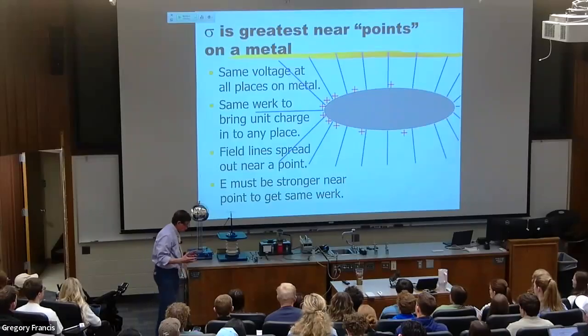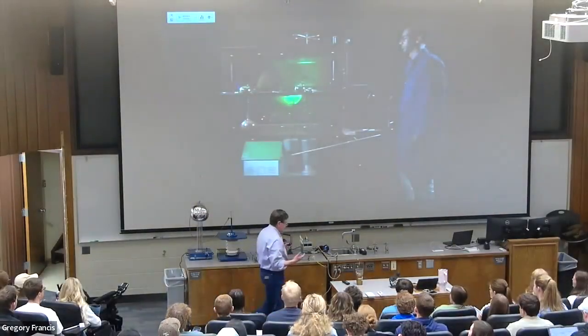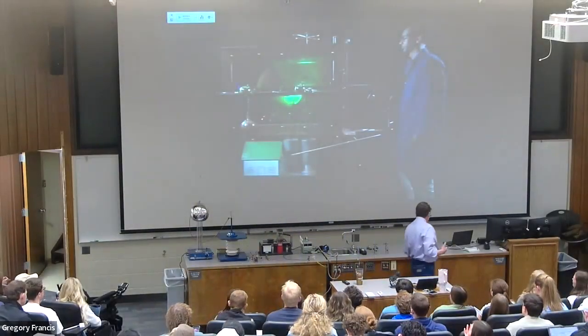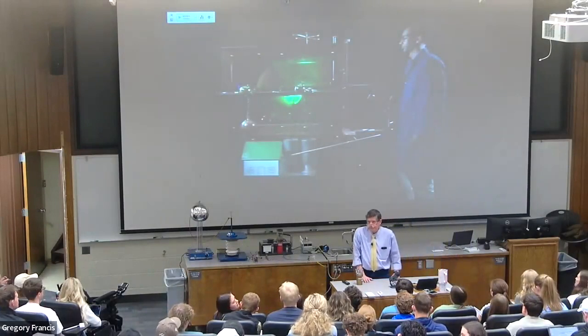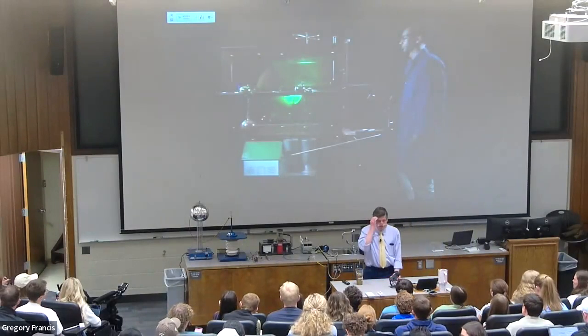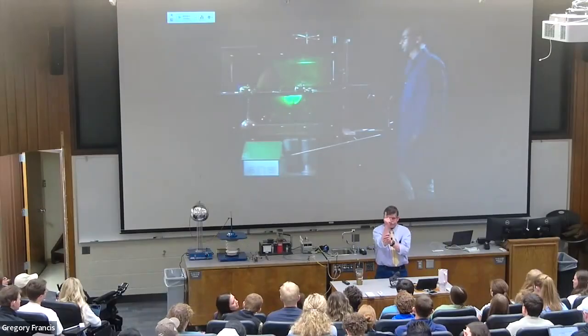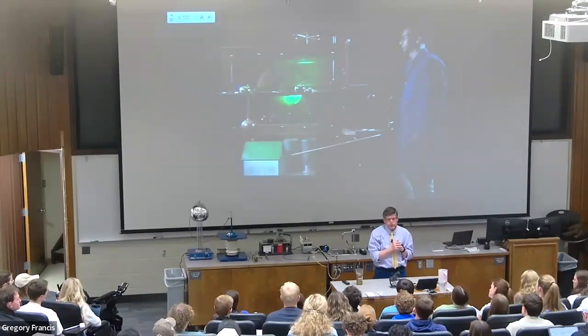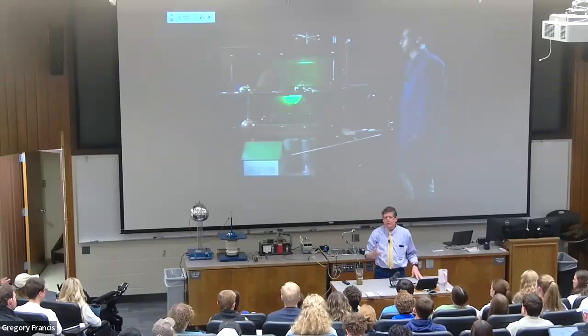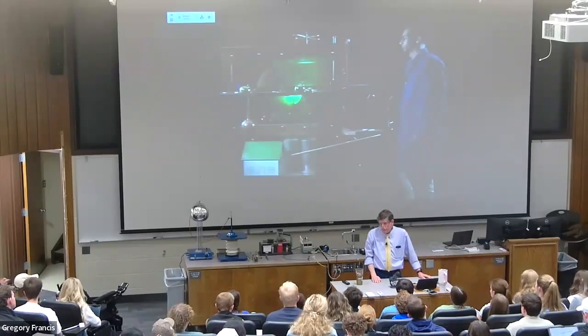Now, why do we have lightning rods on top of our house? Those lightning rods are very sharp, and the purpose of that lightning rod is not to bring lightning to your house. No one wants to bring lightning to their house. That's just not a smart thing to do.